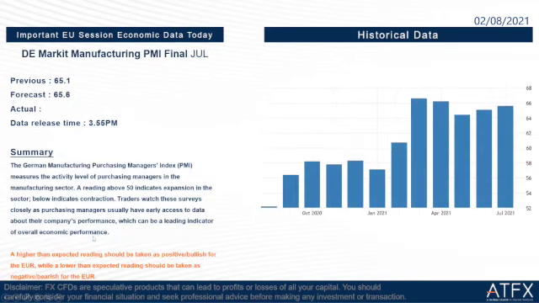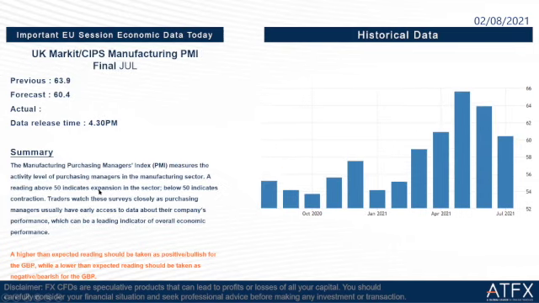The next one is Germany manufacturing PMI final July. The previous is 65.1. The forecast is 65.6. The data release time is at 3:55 later. A higher than expected reading should be taken as positive or bullish for the euro dollar, while a lower than expected reading should be taken as negative or bearish for the euro dollar.